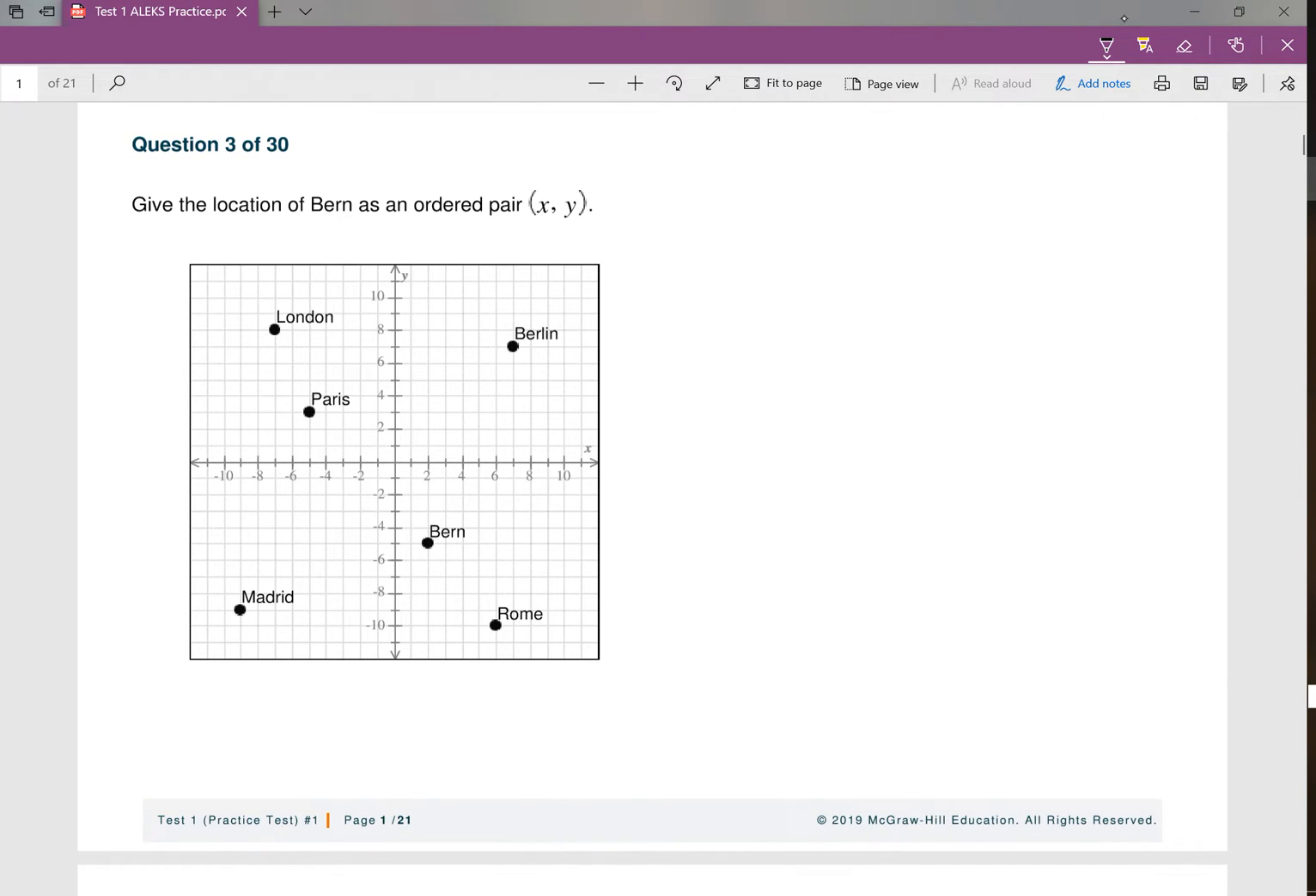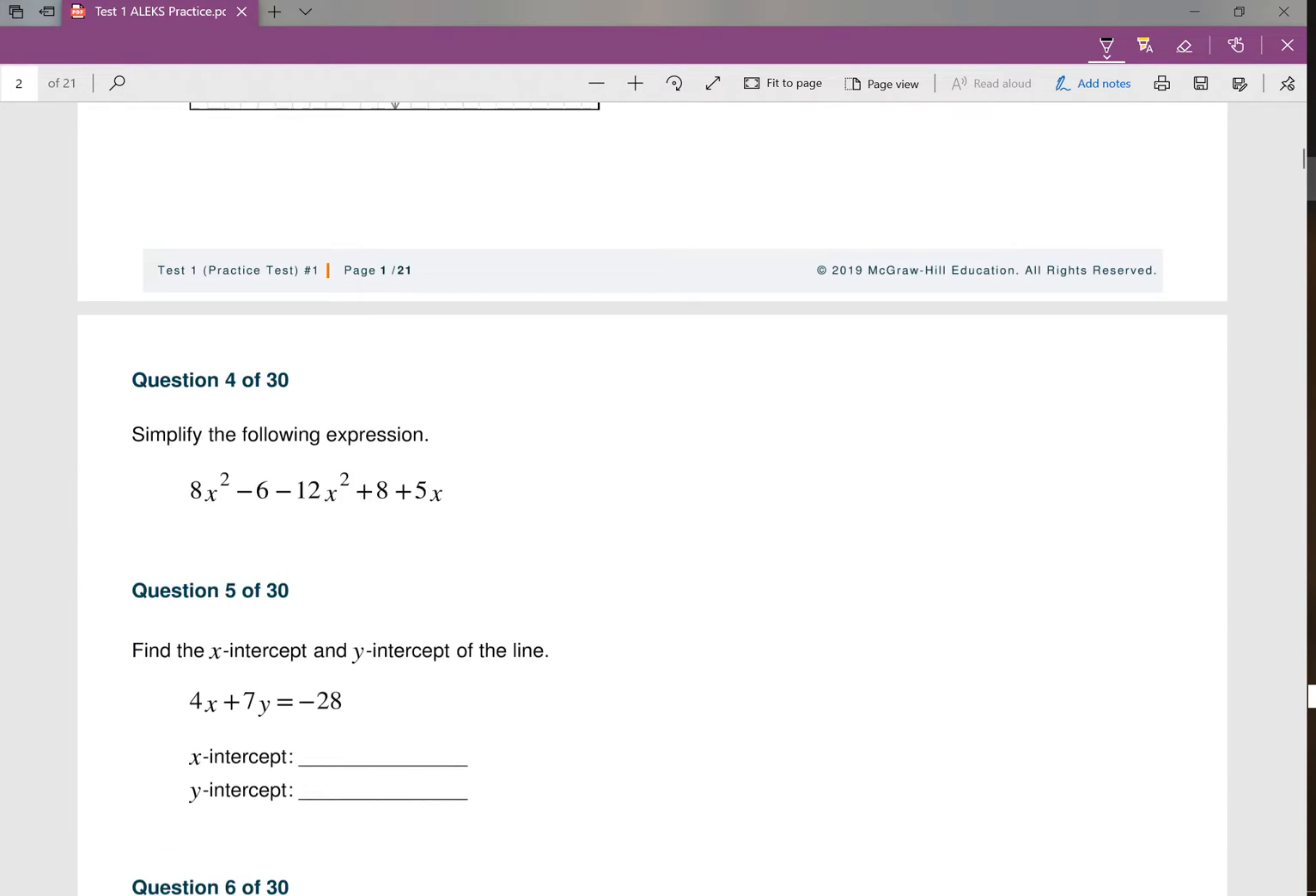Give the location of burn as an ordered pair. Where's burn? Here's burn. Remember the x goes first, so this is a 2. And then we look at the y value, which is negative 5. So burn is at 2, negative 5. Because you start at the origin, you go over 2 and down 5. 1, 2, 3, 4, 5. So 2, negative 5. That's the location of burn.